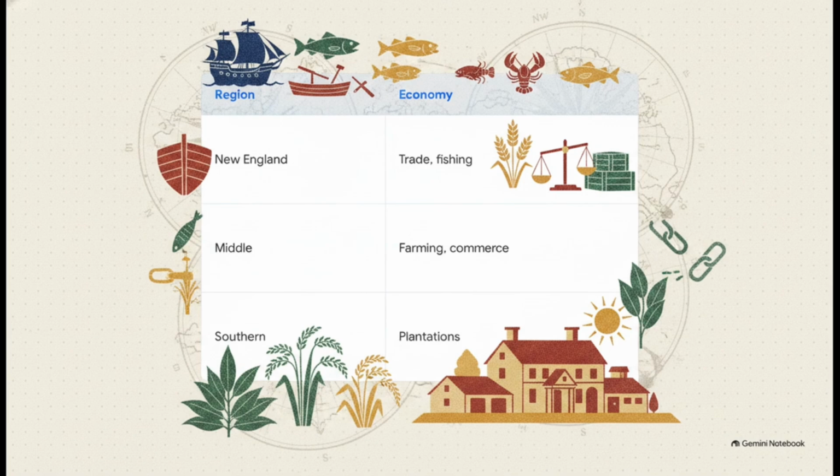As English settlements spread out, we see 3 very distinct regional economies taking root. You've got New England building ships, fishing, and trading. Then the middle colonies turn into these bustling hubs for farming and commerce. And the South, well, they doubled down on massive plantation agriculture. But as these 13 colonies grew, a totally new generation of Americans was being born. Living thousands of miles away from London, their everyday lives and businesses grew increasingly separated from British culture and politics.